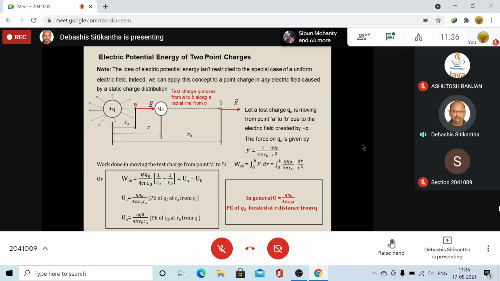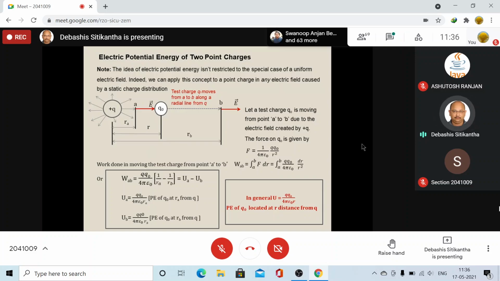We evaluated it by first calculating the force experienced by the test charge. That is equal to 1 by 4 pi epsilon 0 times q times q0 by the distance separating them. So you have the force. Next, in order to find potential energy, we have to find the work done, because potential energy is equal to the work done. So we have to move this test charge between some point A and B. When we are moving it, we can find the work done, and this work done is nothing but the potential energy associated with the test charge.